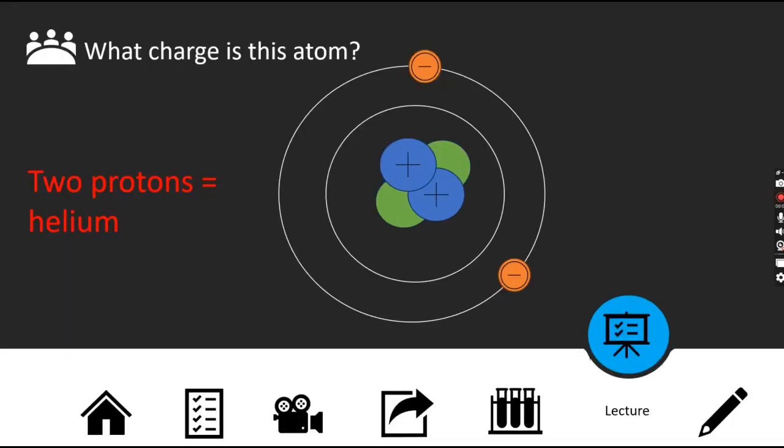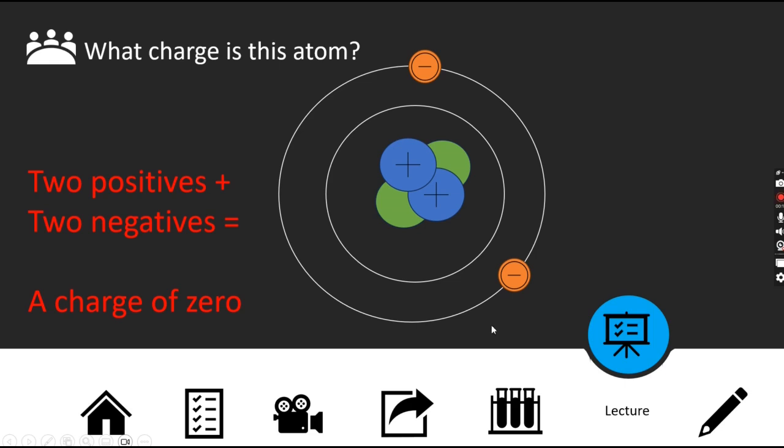Now, because we have protons and electrons, we can also calculate the charge. What would be the charge of this atom if you have 2 protons, 2 positive charges, and 2 negative charges? That would make it 0. It's like you have $2 in your bank account, and then you spend $2, so how many dollars do you have left in your bank account?